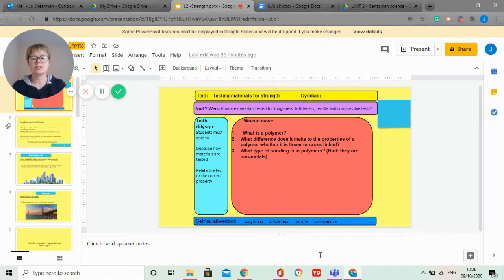Hello Year 11. Today we are looking at how we test different materials for strength to start with, but there is a number of different types of tests you will be learning about over the course of the next couple of lessons. Just to warn you, we do have a test coming up, probably the end of this week or beginning to mid of next week.